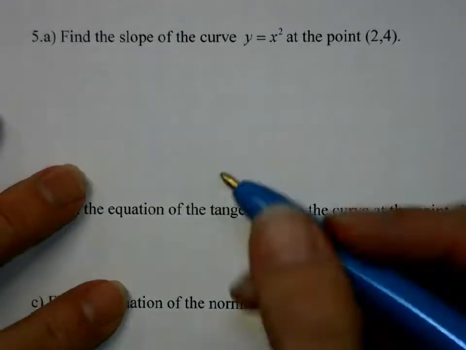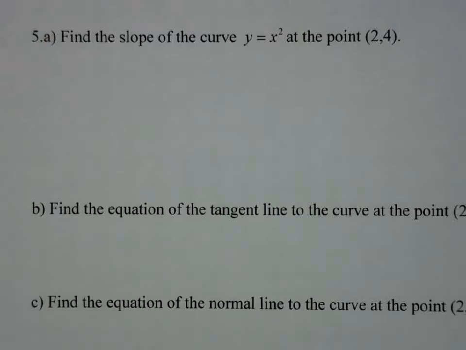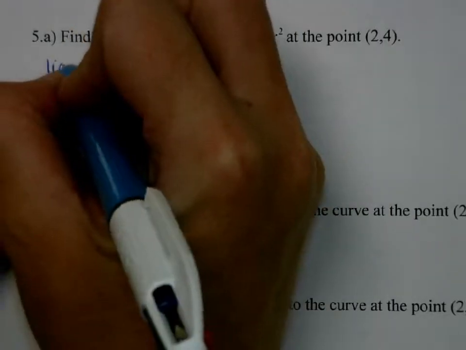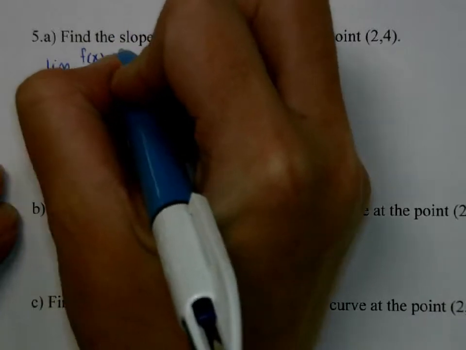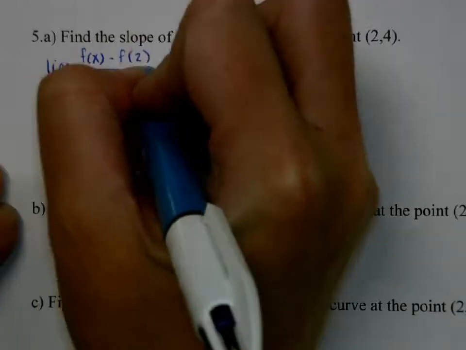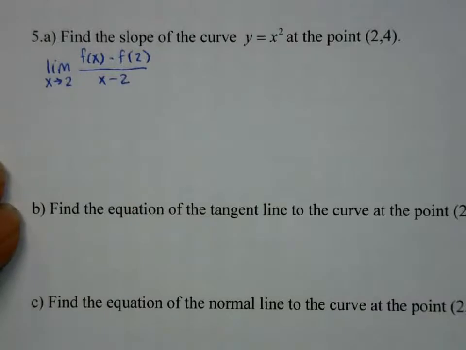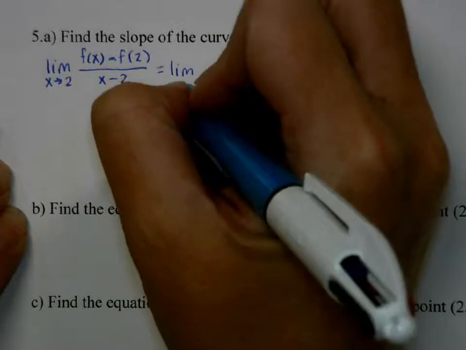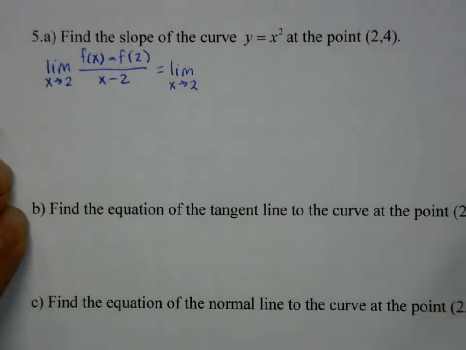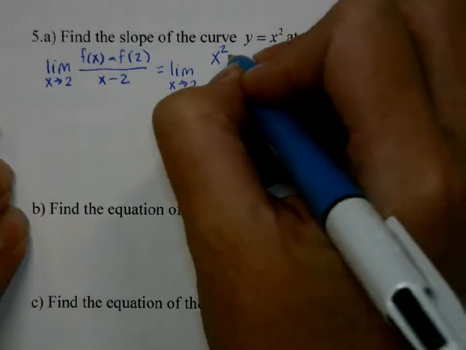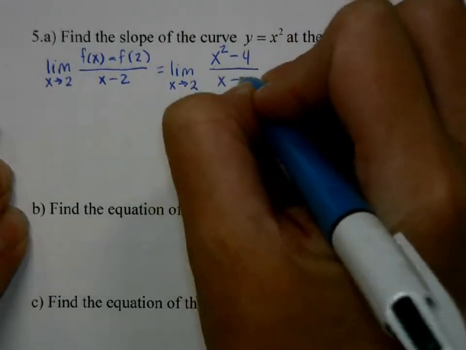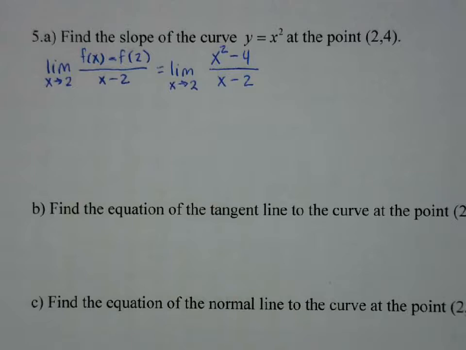Okay, so we're going to have the limit as x goes to 2 of f of x minus f of 2 over x minus 2. Now this should seem familiar. We have done this before. So we have the limit as x goes to 2 of f of x, which is x squared, minus f of 2, which is 4, over x minus 2. If we plug in 2, we get 0 over 0, which means we got to do some math first. So we will factor.